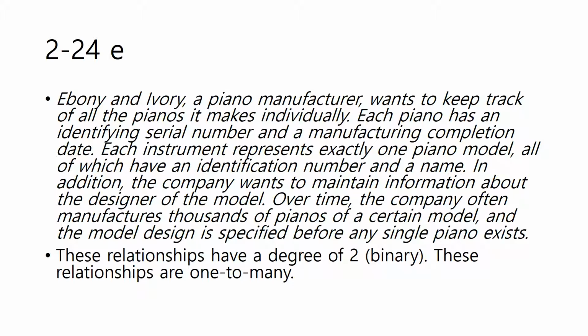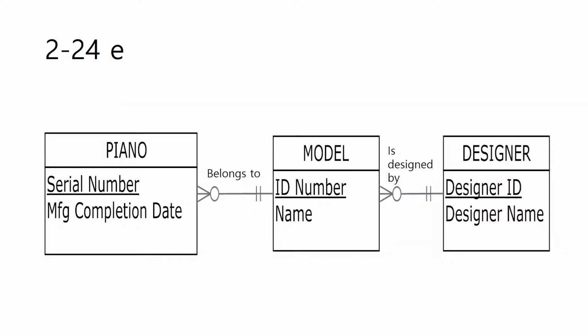These relationships are also one-to-many. So you can see piano, there are serial number and manufacturing completion date; model, ID number as identifier, and name; and designer identification number, and then designer name. So designer designs model, 1 to 0 through many, and also model has several pianos, 0 through many pianos.